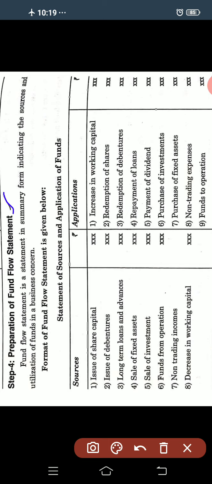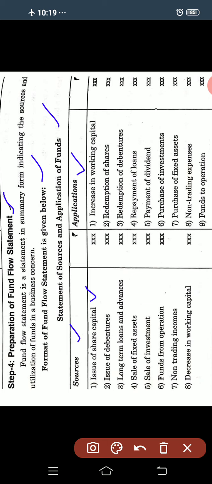Sources of fund means there is an inflow of cash. When there is an inflow of cash, it is considered a source of fund. When there is an outflow of cash, where the cash is going out, it is considered the application of fund. So the format to prepare the statement of sources and application of fund is this. Here we have to record all the sources and here we have to record all the applications. We'll see one by one what the sources of funds are.